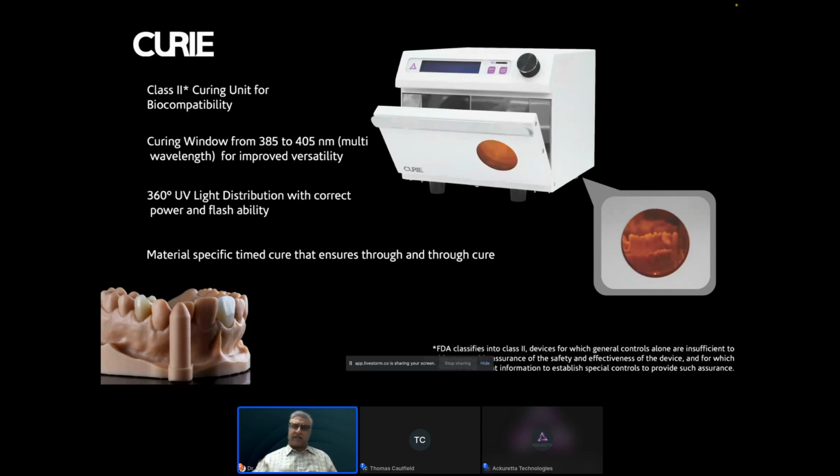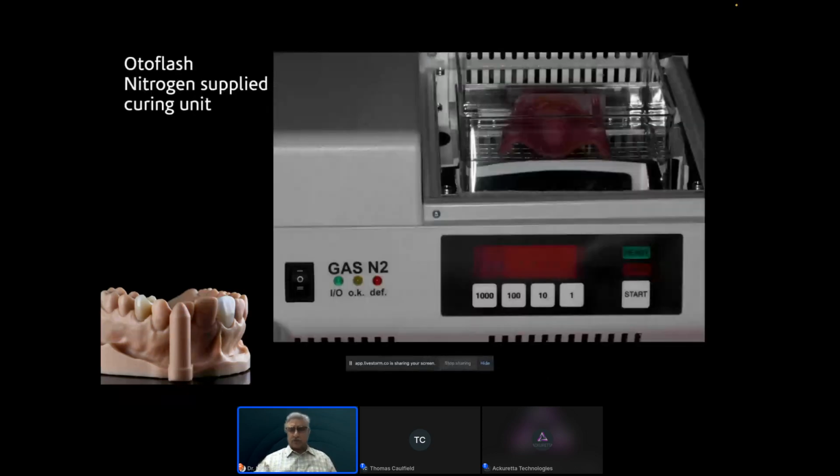I'll have to admit that I was skeptical about the CURIE when I first got it, because I was used to curing with a nitrogen supplied curing unit like this one. This is Auto Flash from a German company called NK Optic, and is a fantastic curing machine. One that I really, really like.